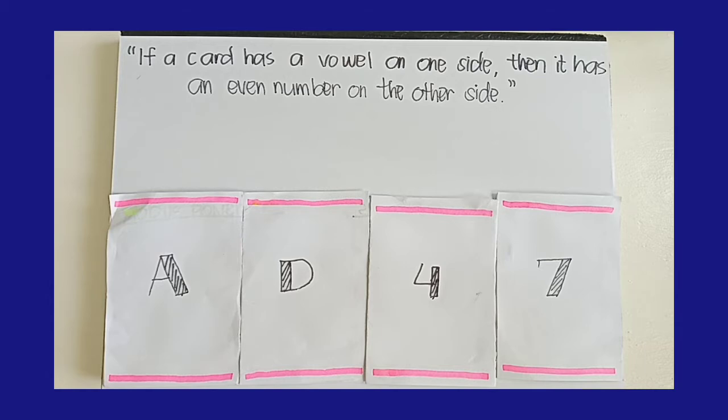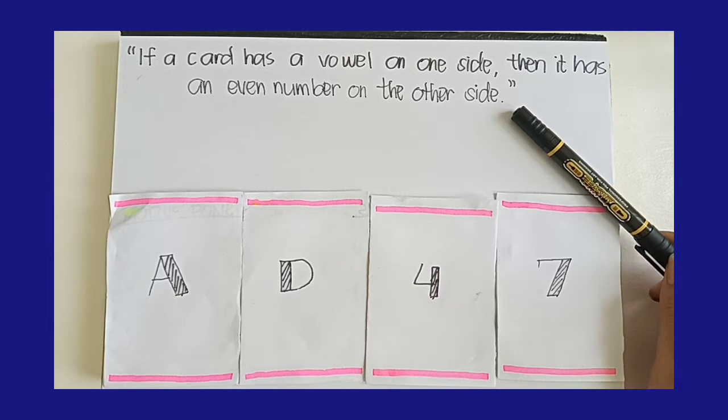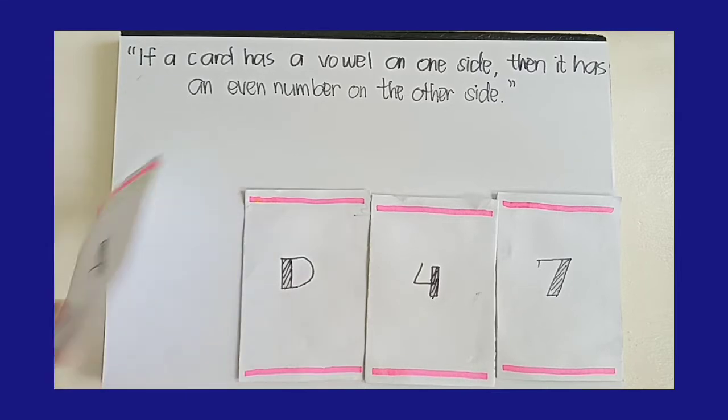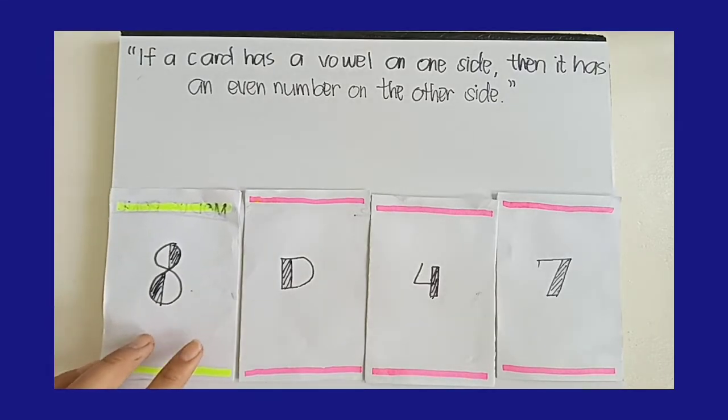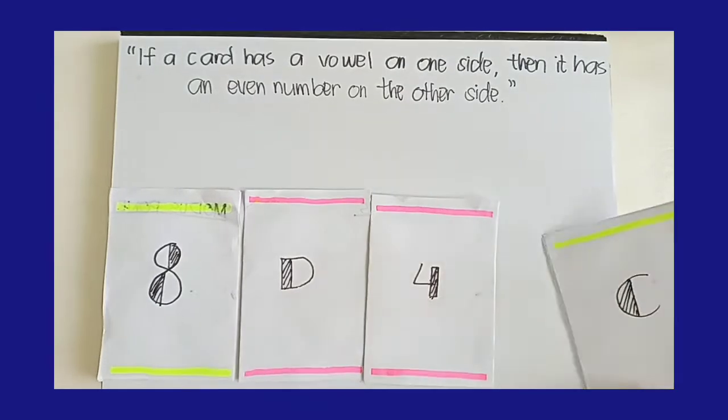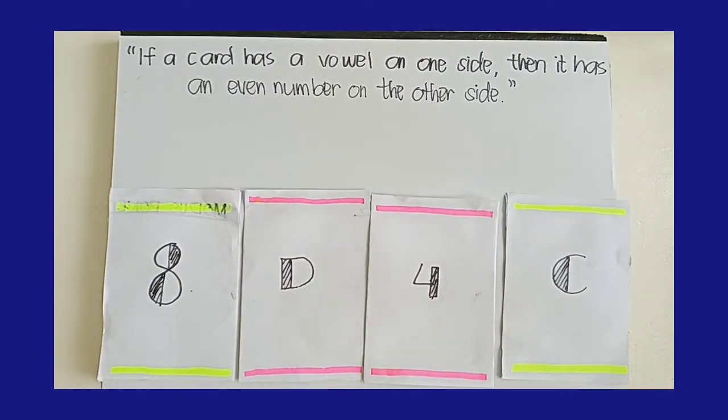So we are trying to verify the statement: if a card has a vowel on one side, then it has an even number on the other side. To do that, we need to flip over the card with a vowel to make sure it has an even number on the other side. And we need to flip over the card with an odd number to make sure it has a consonant on the other side. The 2 other cards can be left alone.